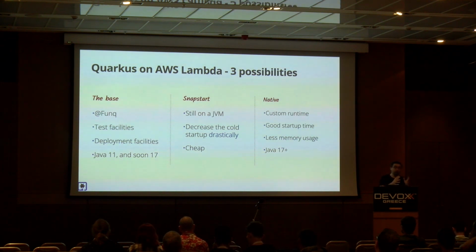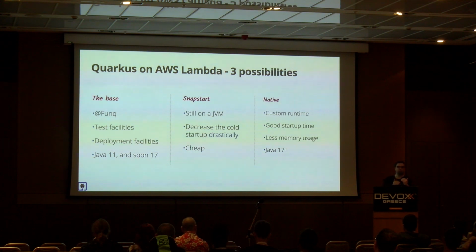And it's really cheap. Or you can say, well, I want to deploy my function as native, and then Quarkus automatically creates a custom runtime. It has a good startup time and uses less memory. And here you can already use Java 17, even Java 20, if you use a GraalVM version that supports Java 20.